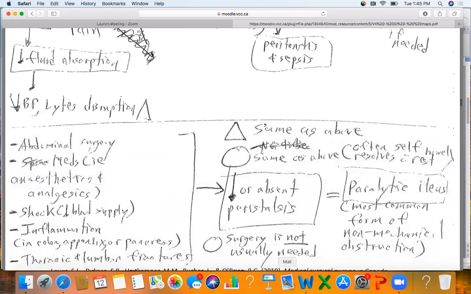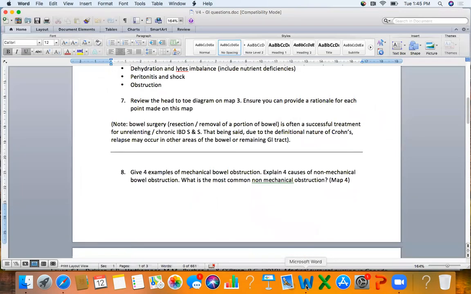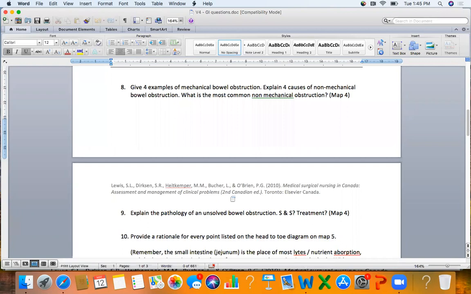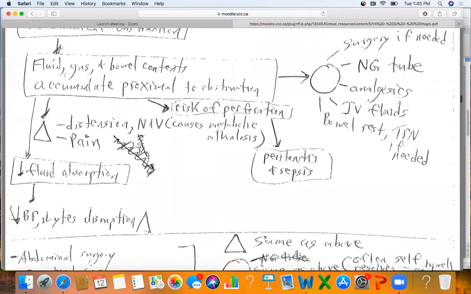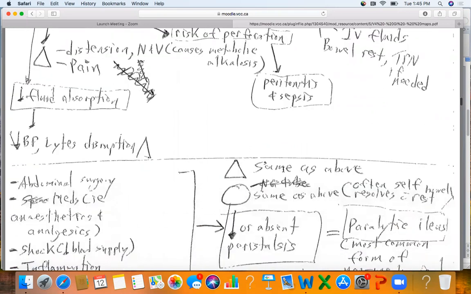Where are we in our questions here? So we've covered question 8 for sure. Question 9, we've covered in terms of talking about these areas down here, that if we don't solve the obstruction, what is the problem? Don't forget, as we talked about above, you can actually have a perforation of the bowel causing sepsis and peritonitis.